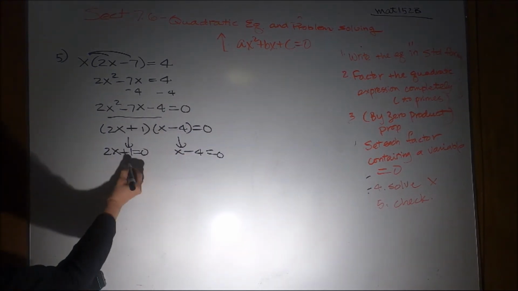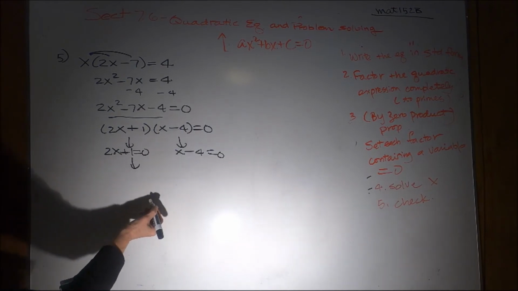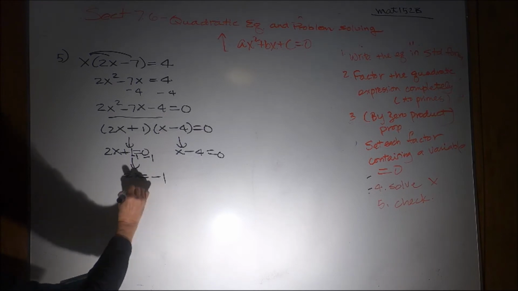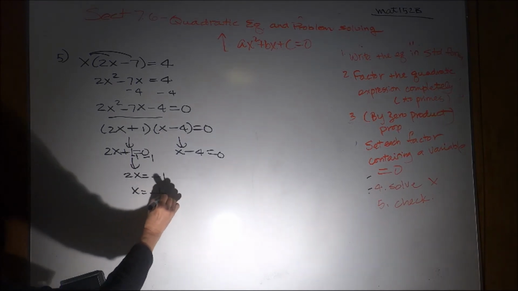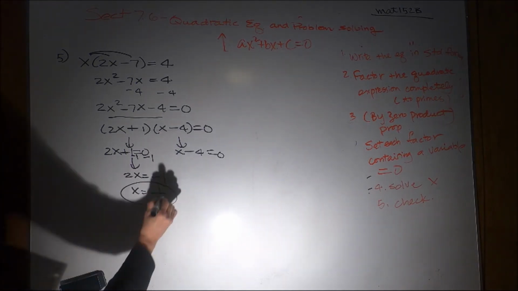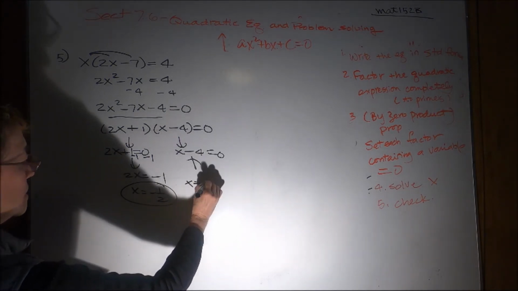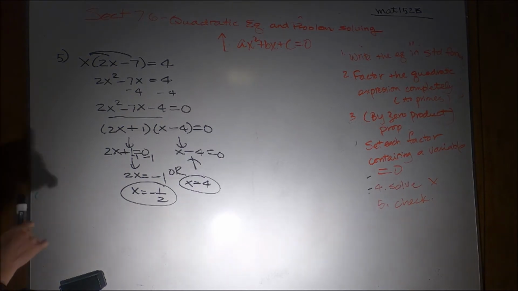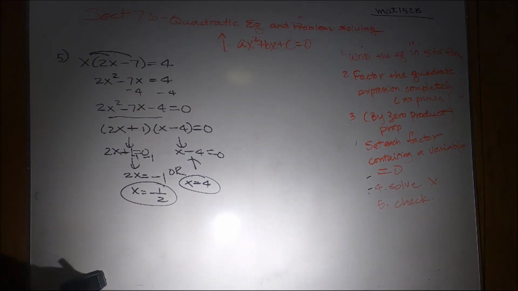Right? Then you have linear equations, you move 1 away, right? So your 2x is what? Negative 1, your x is what? Negative one half. And for this one, your x is 4. So you have 2 answers. Then you can plug in and check as well.